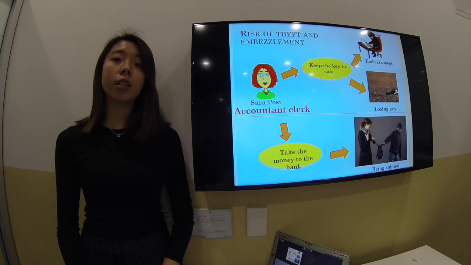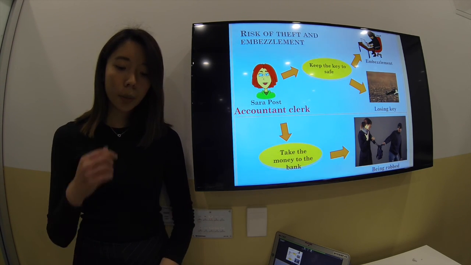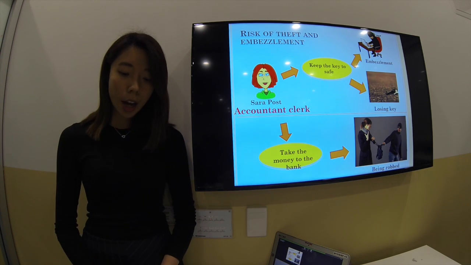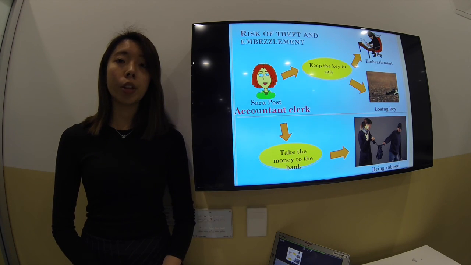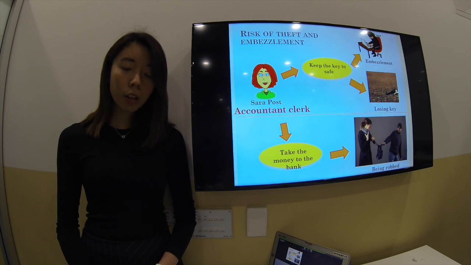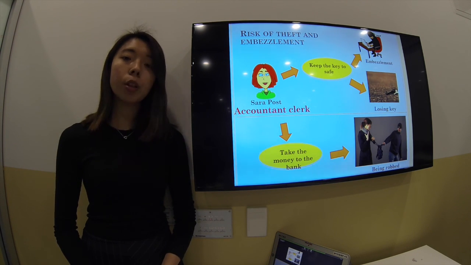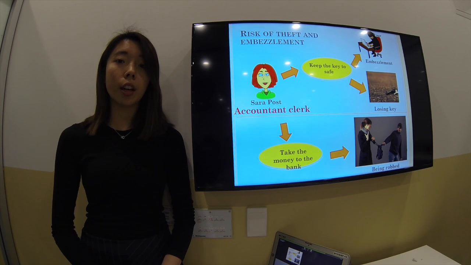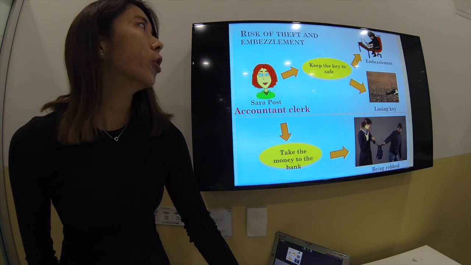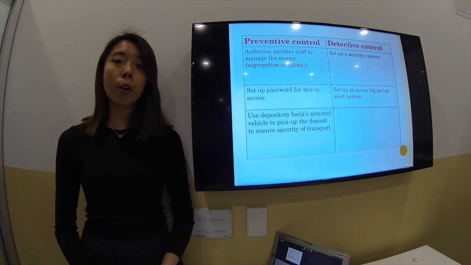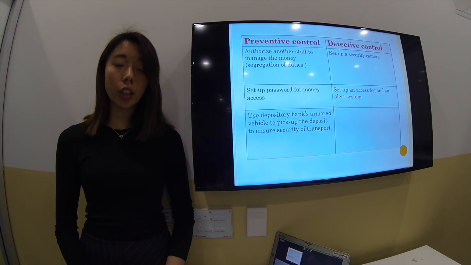Even if she does not intend to steal the money, it is still risky to rely only on her to keep the keys and also deposit large amounts of money to the bank. Because if she lost the key or were robbed during funds transportation, the company would have a big loss of their total revenue. For the preventive control to minimize this risk, the company should authorize another staff member to manage the money and set a password for money access, instead of just using the key.